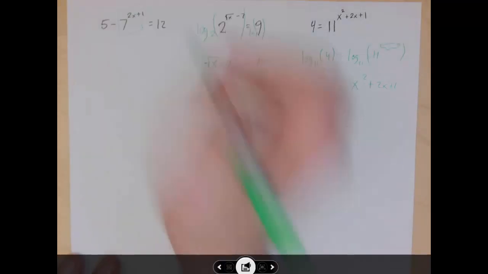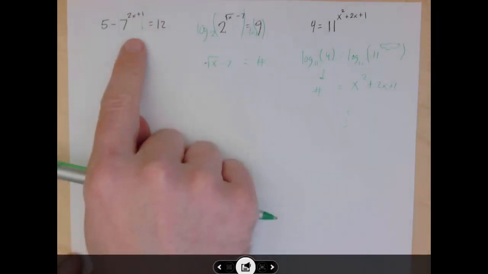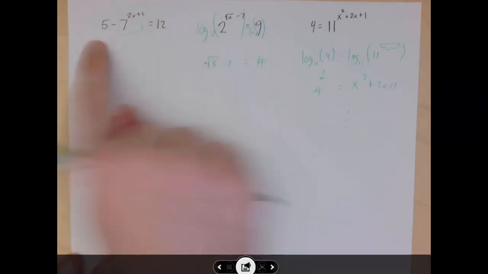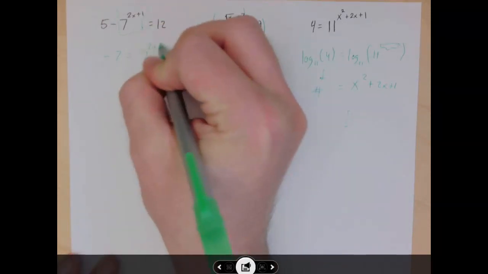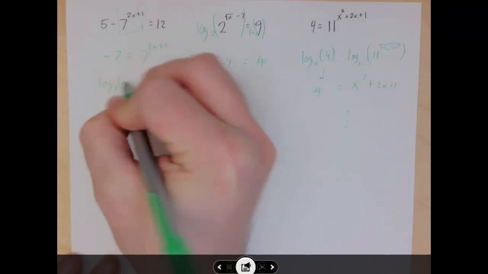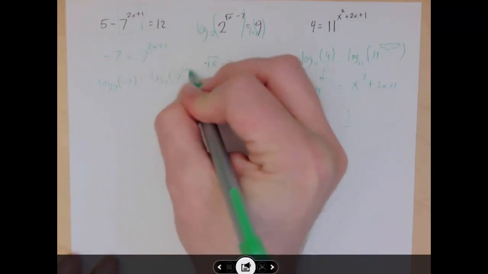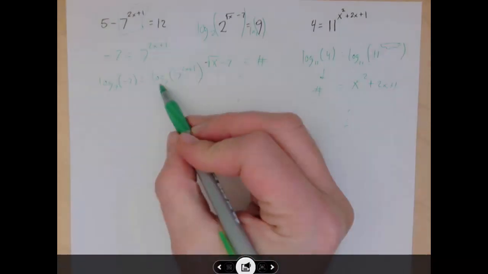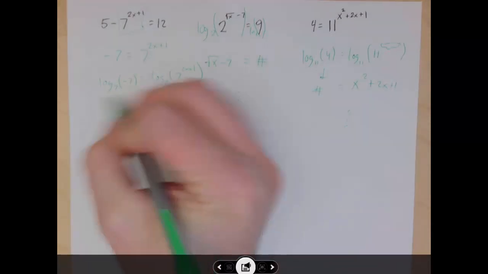Here, you'd want to isolate the term with the exponent first before undoing it. So just like last time, let's add this to the right-hand side and subtract 12. So here I've got negative 7 equals 7 to the 2x plus 1. Here I'll take log base 7 of both sides. On the right-hand side, these undo each other, so I've just got 2x plus 1.